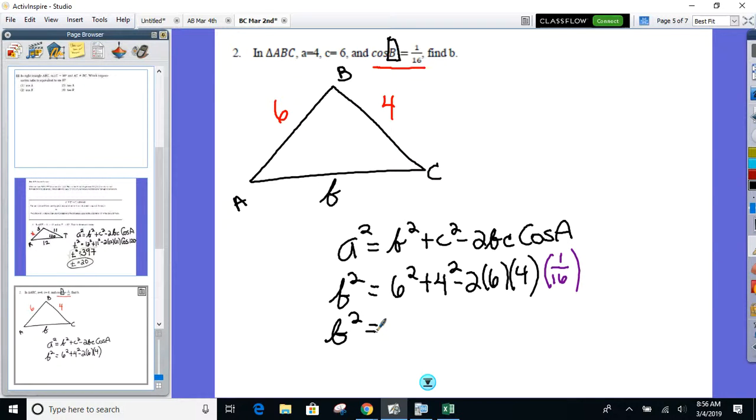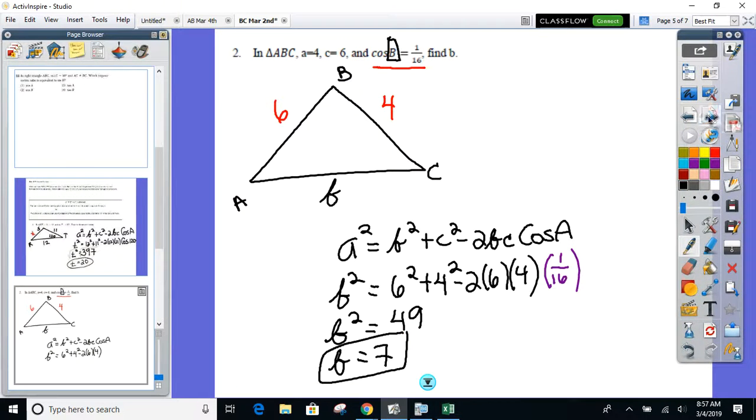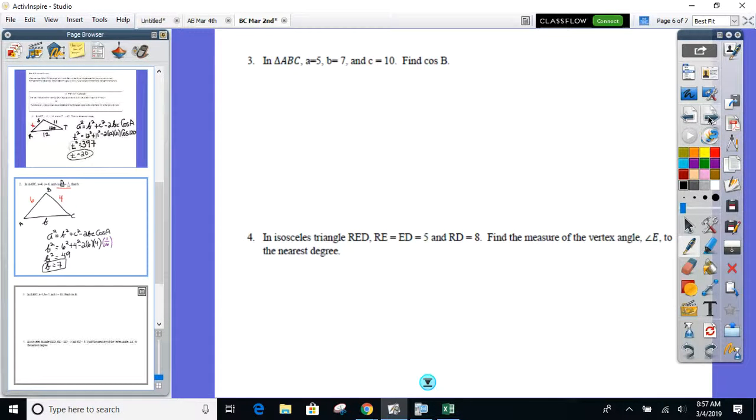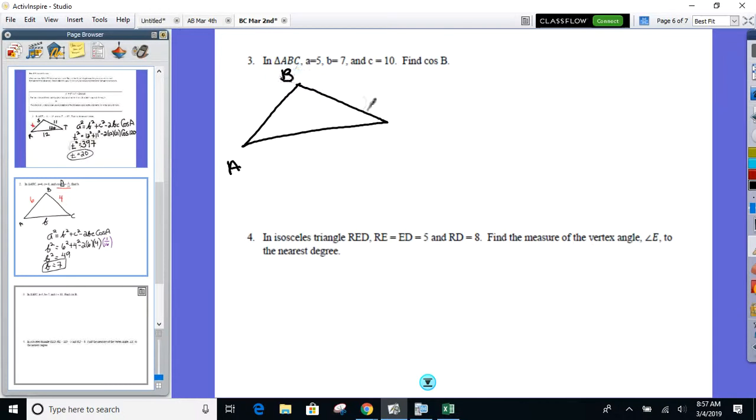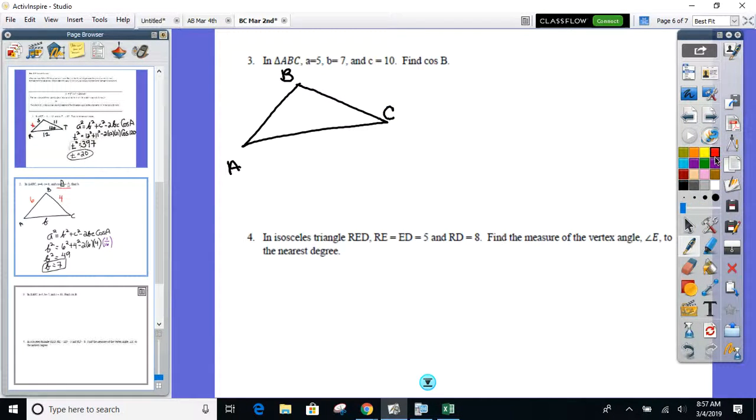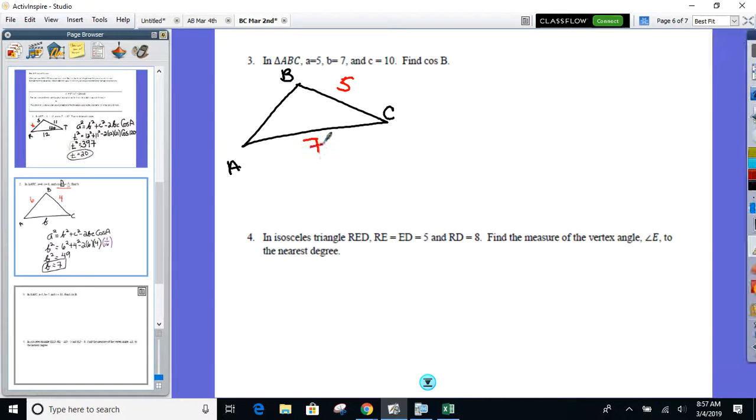And we should be getting a nice number here of 49. Not the side length, so take the square root of both sides. Your b value, side of 7. Woo! Questions there for you guys? We're going to get a little tougher now. Anything? All right, let's go. 3. a is 5, b is 7, c is 10.